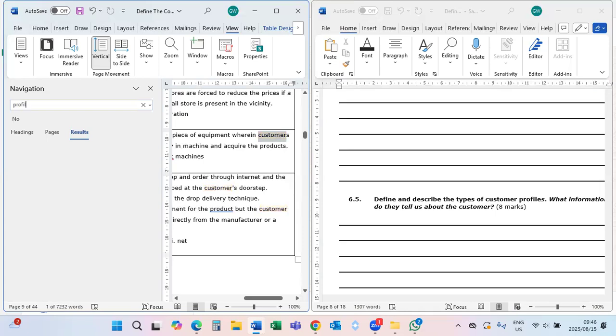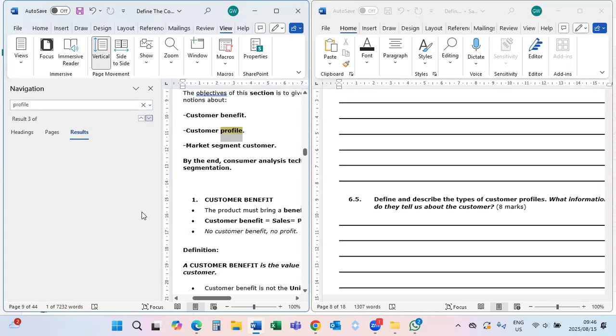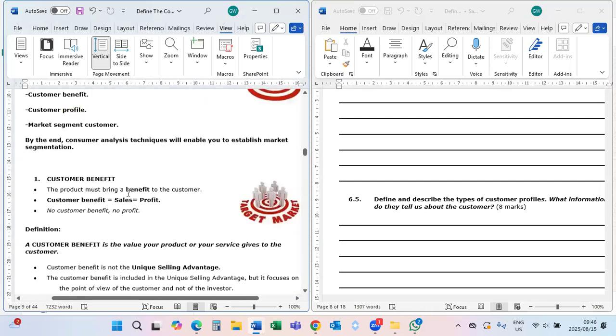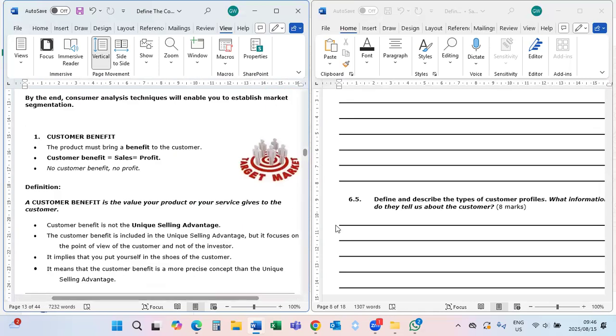Profile. There we go. Here we go. So there's the customer profile there. So the types of different profiles. There's customer benefit. Okay.